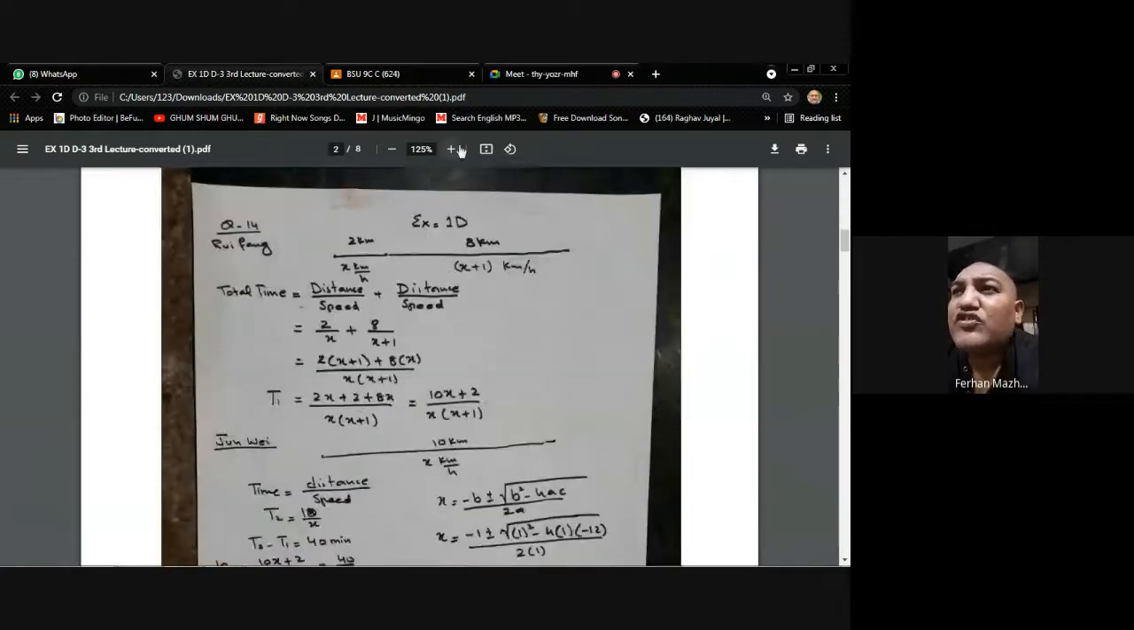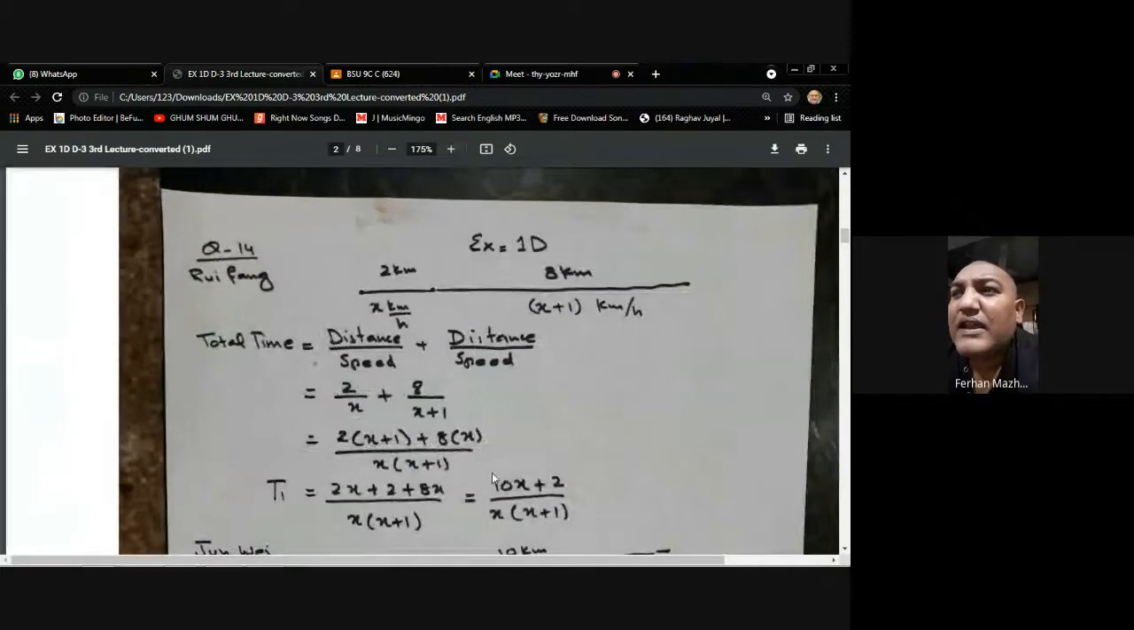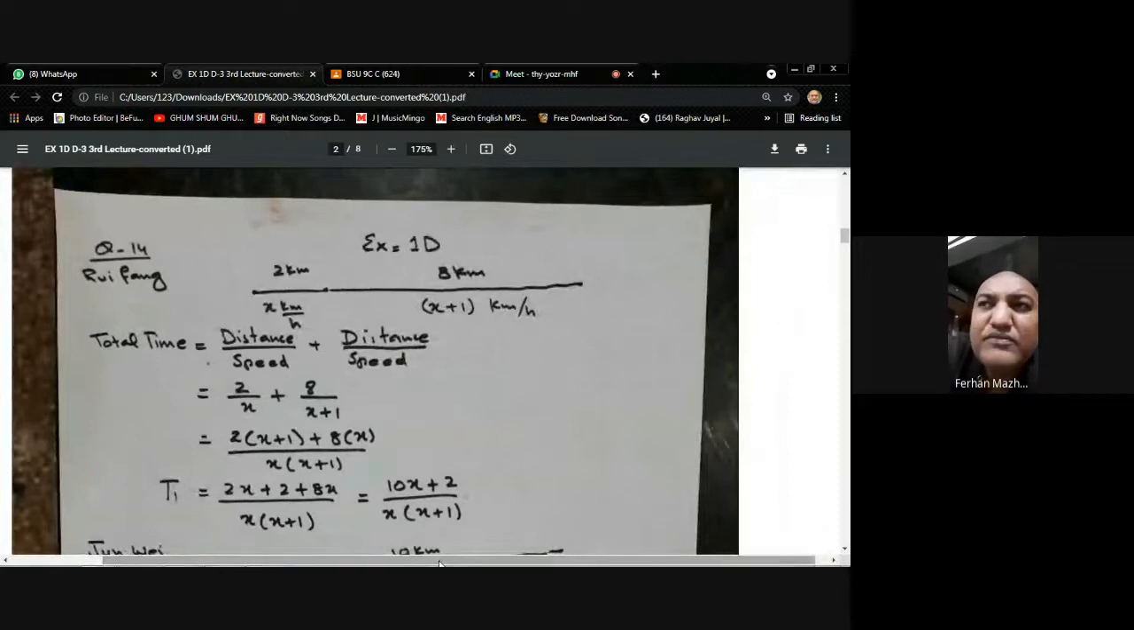Okay. So on your screen, the solution is showing up, and let me show you. So we are talking about Mr. Rui. The total distance he has to travel is 10 kilometers, and there are two portions of that travel. One is of 2 kilometers. His speed there will be x kilometer per hour. The rest of the journey will be of 8 kilometers, and there the speed will be x plus 1 kilometer per hour. So the total time taken will be the time in the first portion and the time spent in the second portion. And we can find out the time spent in the first portion will be distance divided by speed.